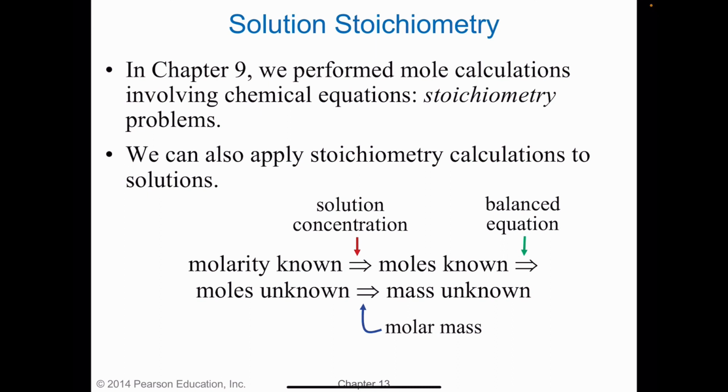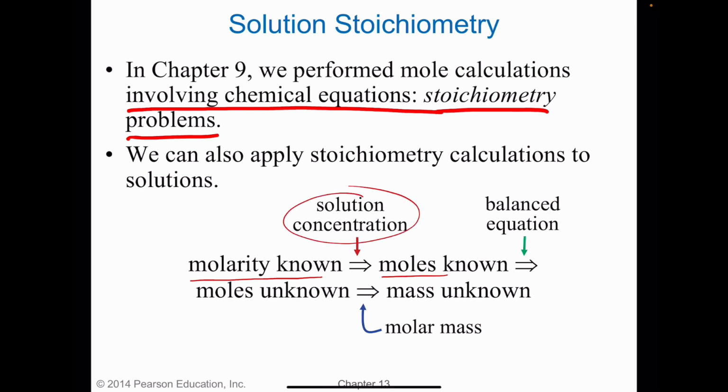So in chapter 9, when we did some chapter 9 slides, we did some mole calculations involving stoichiometry. Mole calculations involving chemical equations are called stoichiometry problems. We can use these stoichiometry calculations with solutions. If we know the molarity, we can convert it to moles using the concentration. And then if we have the balanced equation, so the mole ratio between any two species in a balanced chemical equation, then we can convert moles of one substance to moles of another, and then we could use the molar mass to get to mass of that substance.